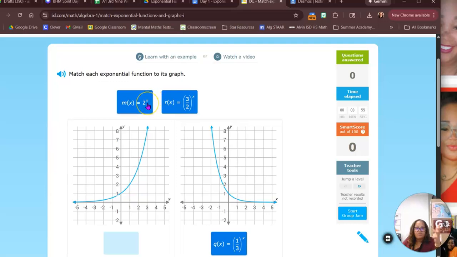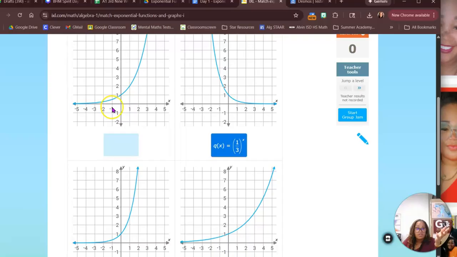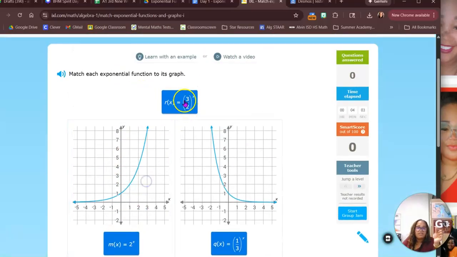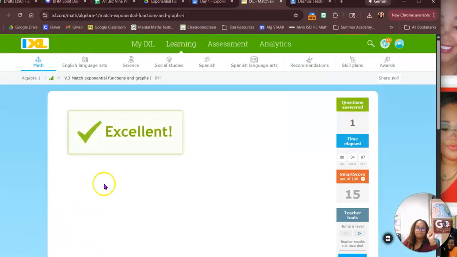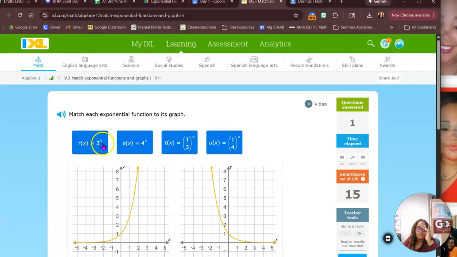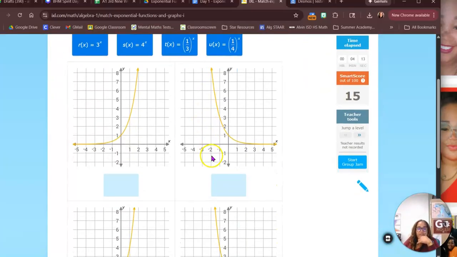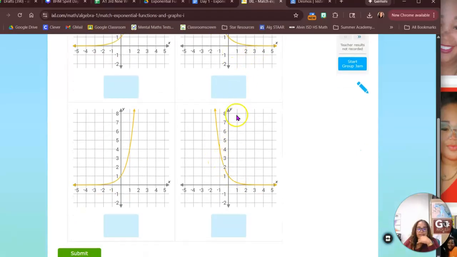2 to the x power. So if I plug in 2 to the first power, I should get 2, right? So 2 to the first power, I get 2 here. And then by process of elimination, I've matched them all. Let's see if I got them right. I did. Okay, so let's look here. These 2 are decreasing, so I need to be mindful that they're going to be going down.